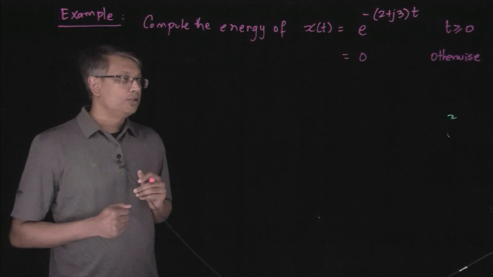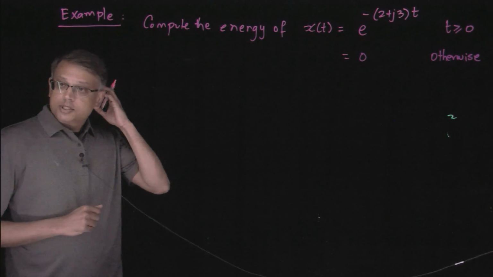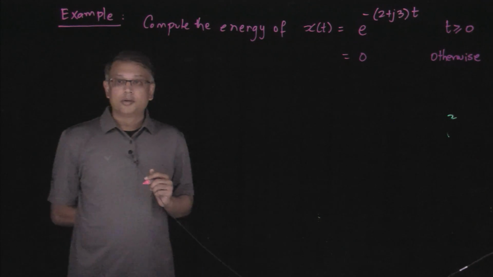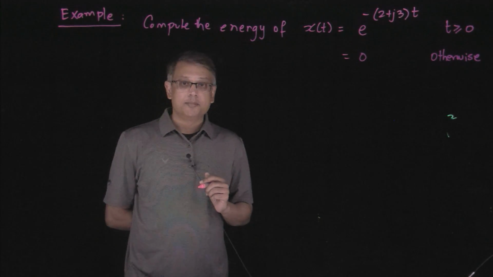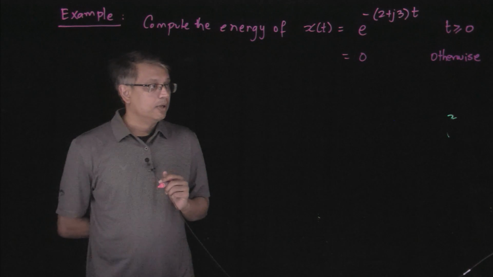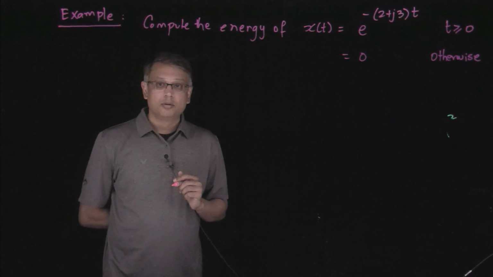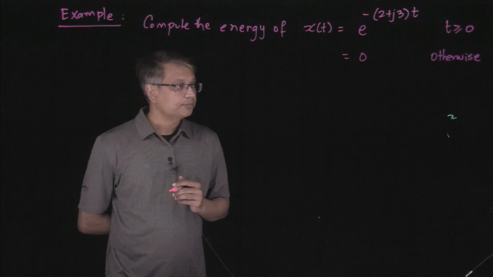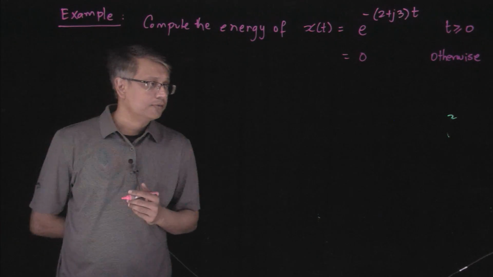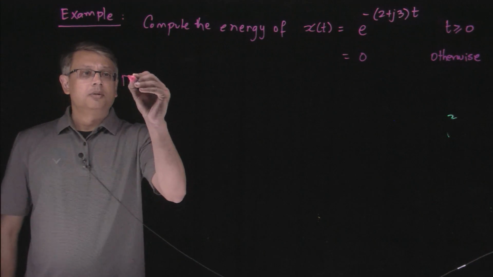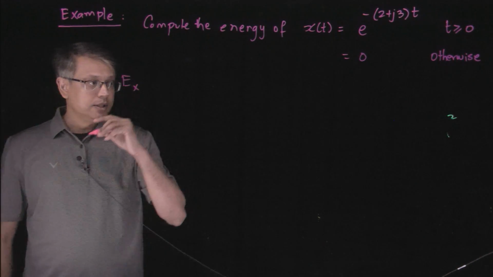for computing the energy of a signal. Suppose we are given the signal x of t, which is given by e to the negative 2 plus j times 3 times t when t is greater than or equal to 0, and the signal is 0 when t is less than 0. And let's say we want to compute the energy of this signal. It's going to be pretty much plugging into the expression for the energy and computing the integral.